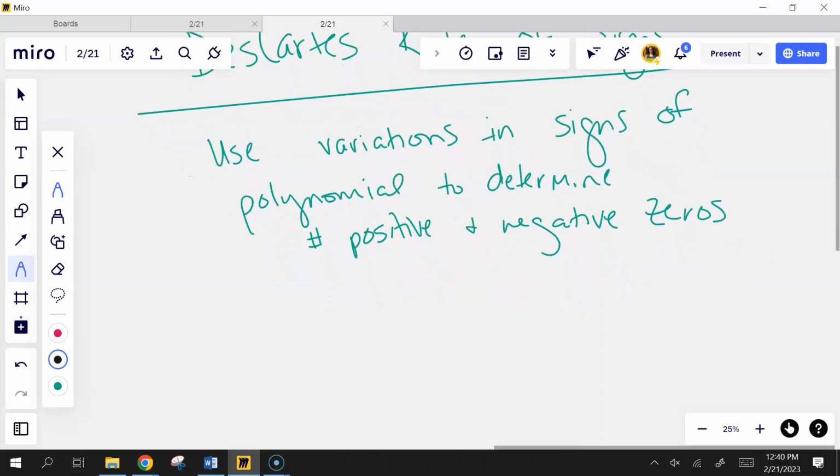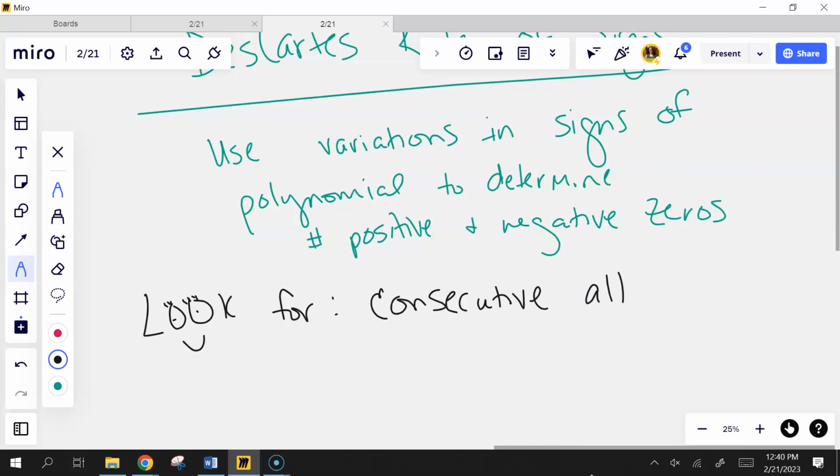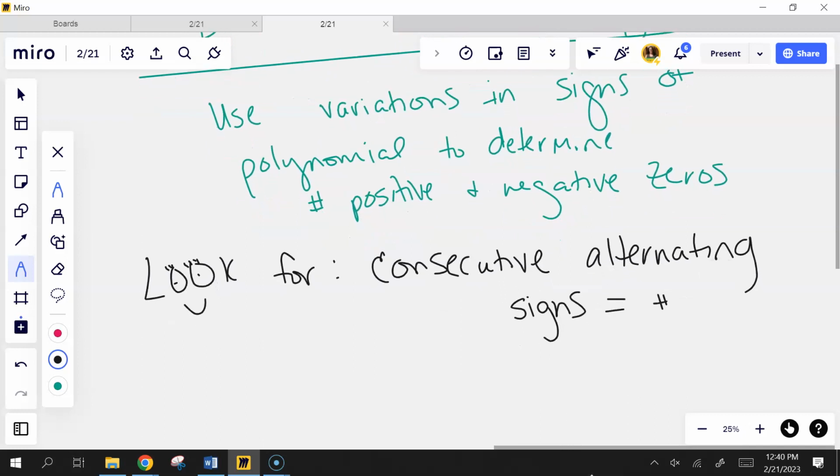Here's what we're looking for. What does consecutive mean? In a row, right? Consecutive alternating, what does alternating mean? Consecutive alternating signs. Okay? That is going to tell you the number, and here's where it gets a little confusing. The number of positive zeros.